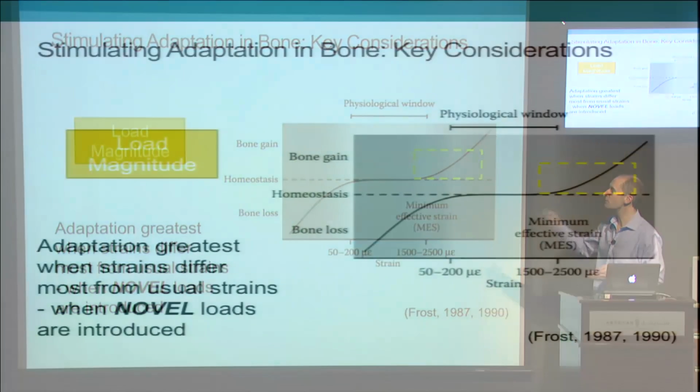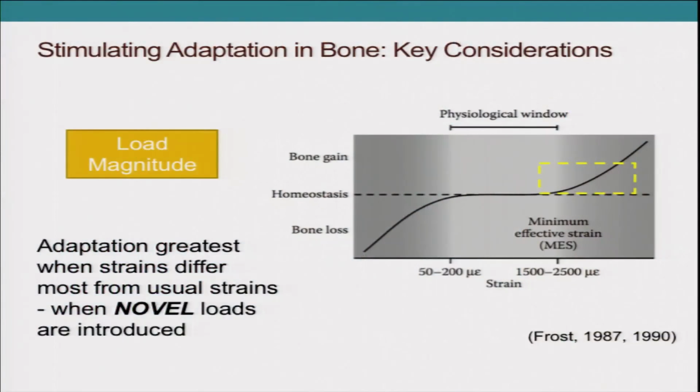And the bone responds when it differs from normal methods of loading. So what we have to think is, what does the athlete normally do? Now, can I find a novel way to apply load to that bone? So a new movement, a new exercise, a new intensity of exercise. And is it of a high enough magnitude to stimulate a response that sits outside, if you like, this physiological window? So loading magnitude is key, and it must be novel.